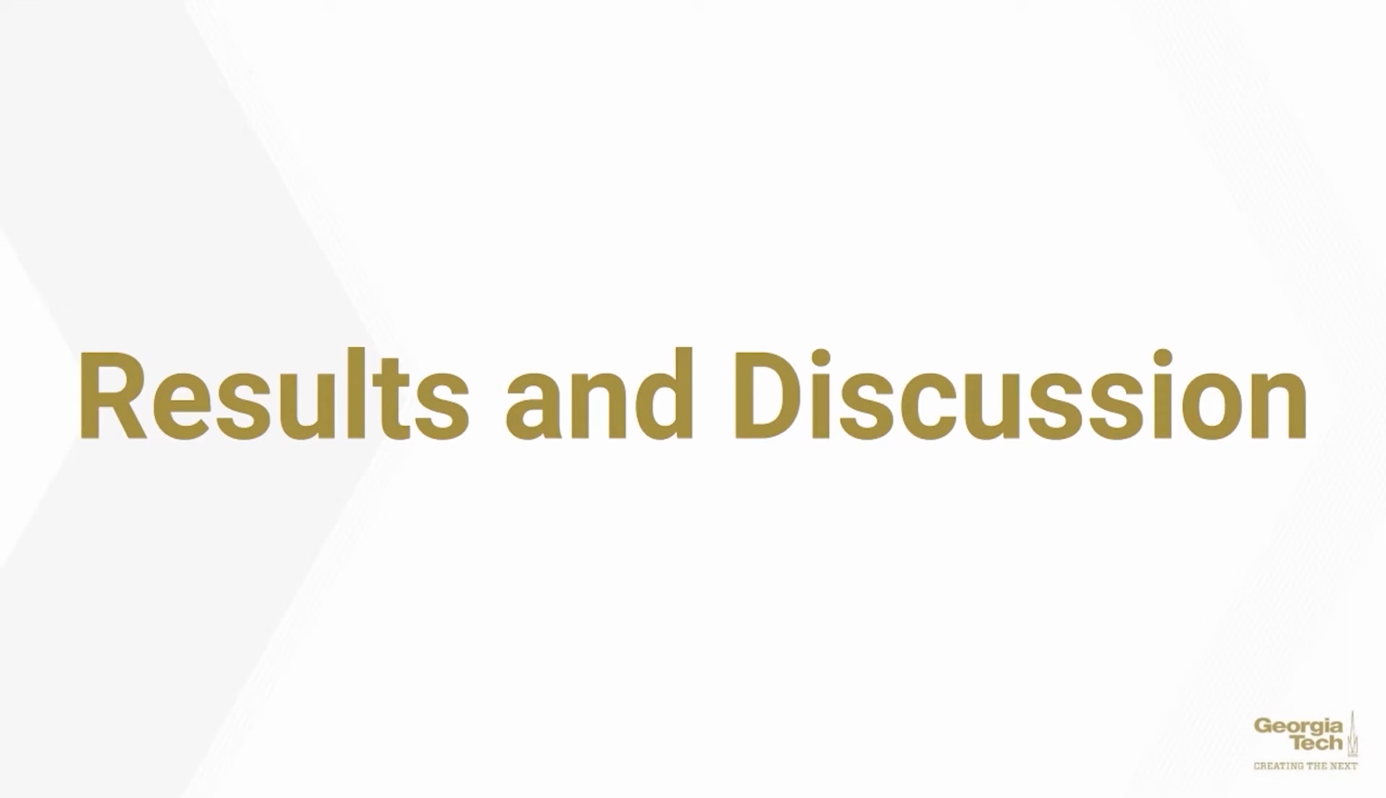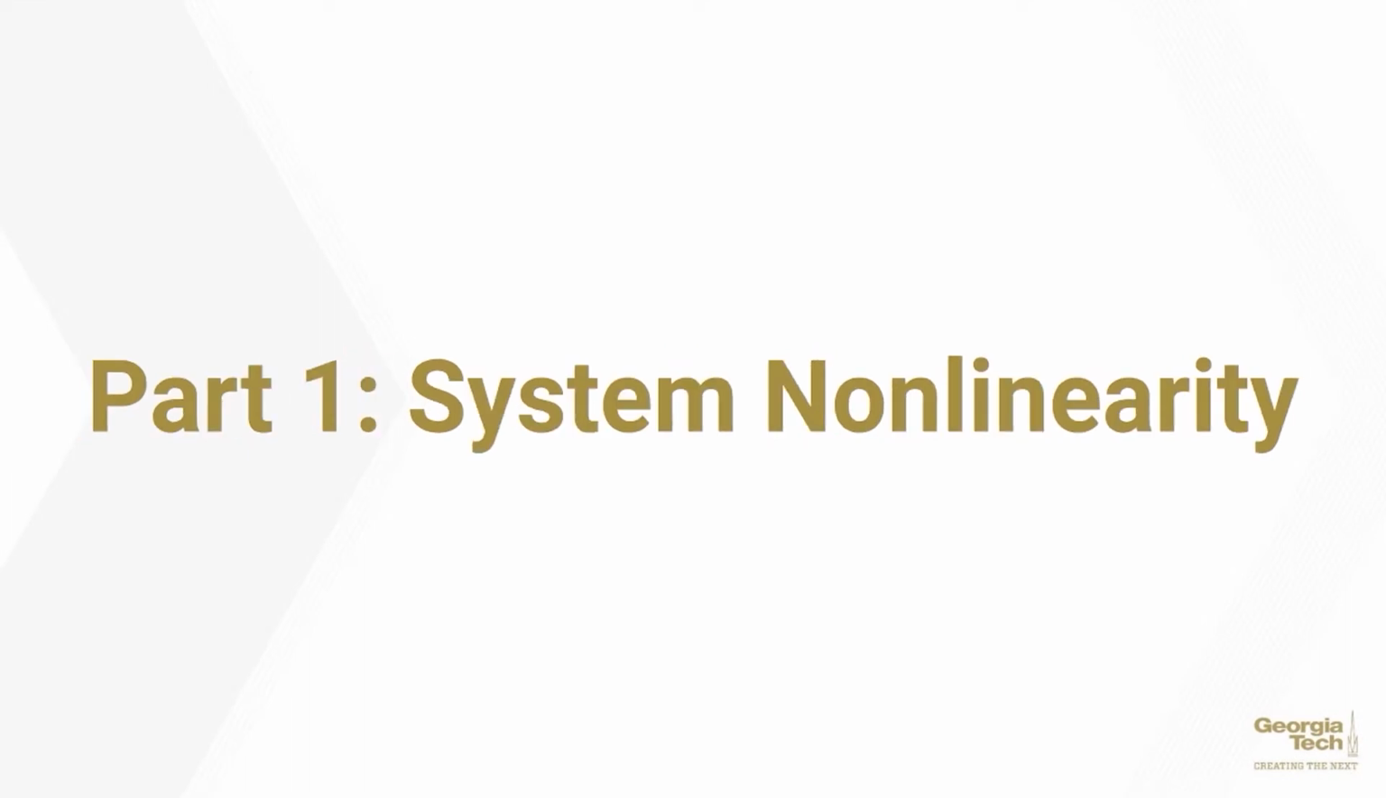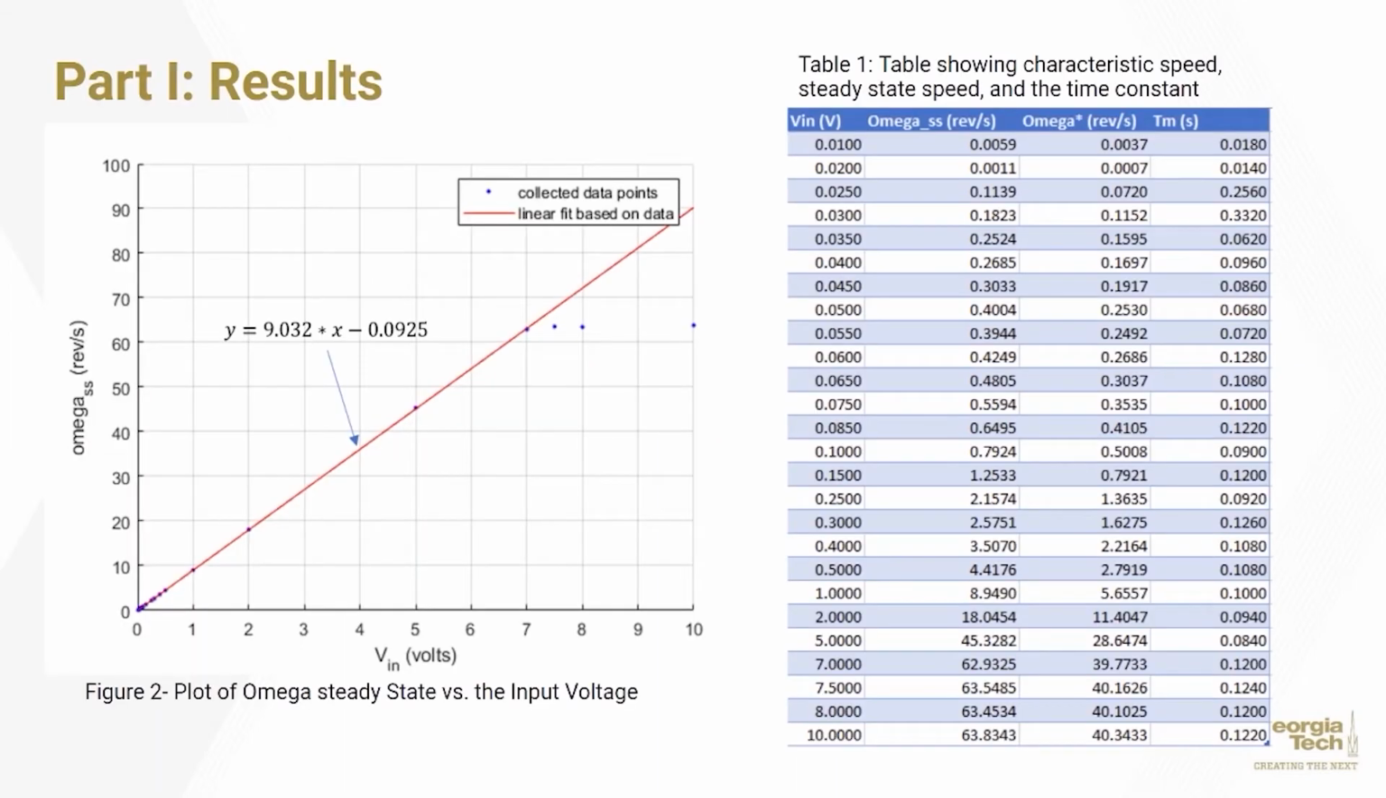Alright, moving on to our results and discussion. Part 1 was finding the regions of nonlinearity within our system. So what we did is we varied input voltage and recorded the rotational speed of the motor, so you can see our data right here.